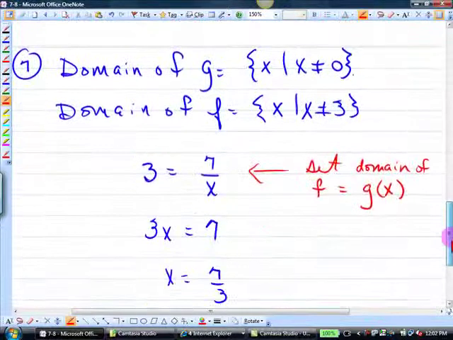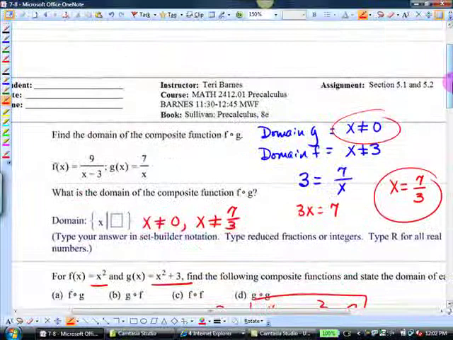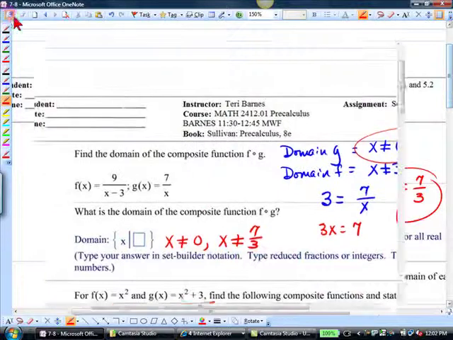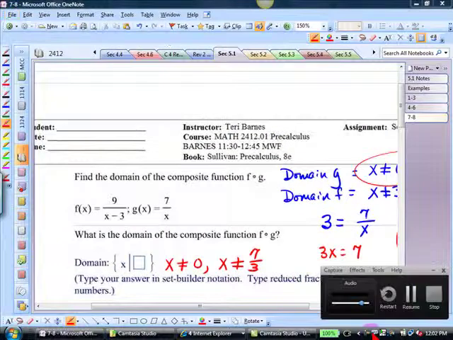All right, that was number 7. Oh, the work, I already had it done. Okay, well now it's up there too. All right, any questions on that? No? Okay.